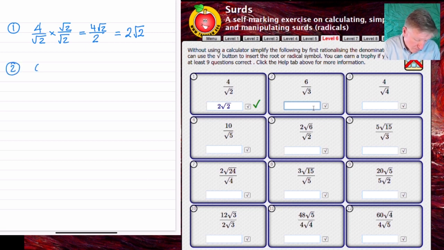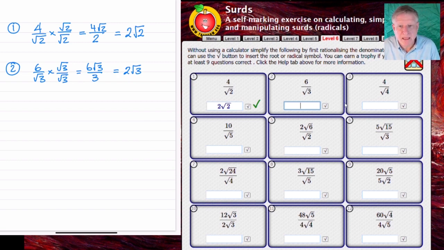6 over root 3. I can do the same procedure, multiplying top and bottom by root 3. Well, it's like multiplying it by a fraction of root 3 over root 3, which is 1. And if you multiply things by 1, their value stays the same. So this is going to give me 6 root 3 on the top of the fraction, and just 3 on the bottom. Then I can divide top and bottom by 3, which gives me an answer of 2 root 3. So this answer should be 2 root 3. Let's check. Yes, correct.